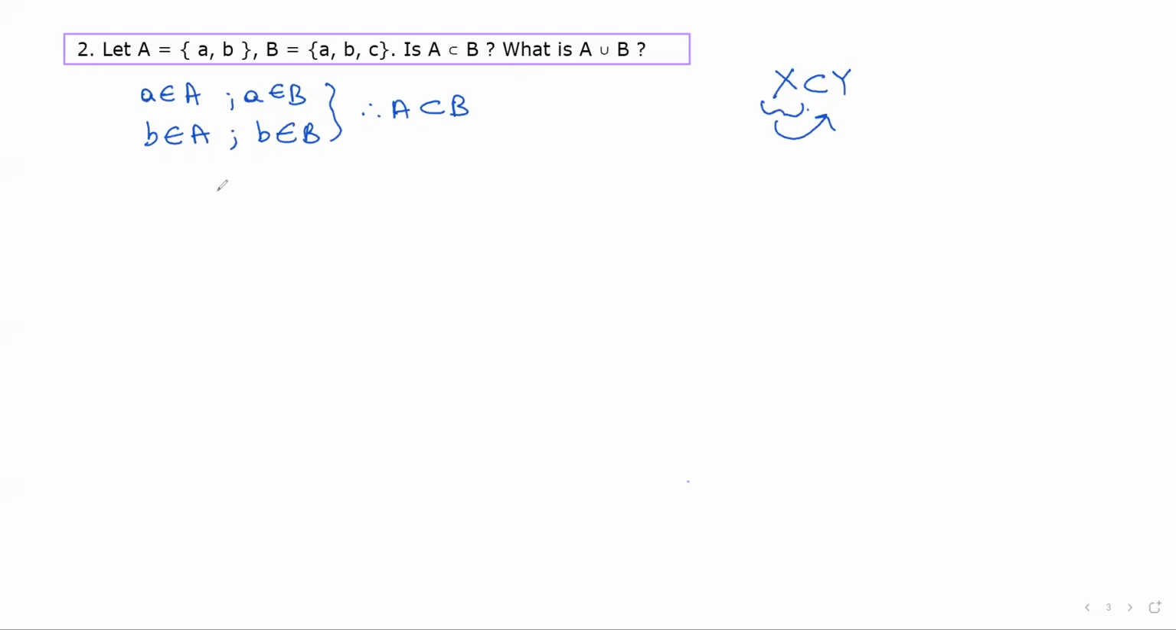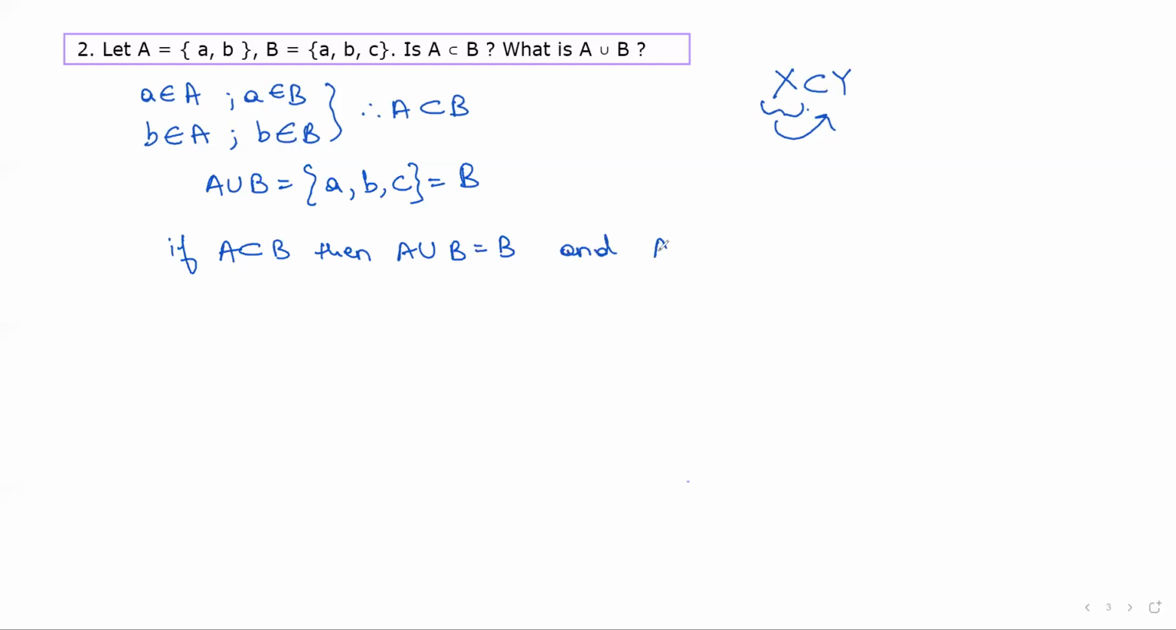What is A union B? If you unite A with B, let's write all the elements of A, which are a, b. In B, a and b are already written. You have to write c. Now, by observation, this is B. So A union B will be B when A is a subset of B. That's also a property. If A is a subset of B, then A union B is equal to B and A intersection B is equal to A. That's a rule.